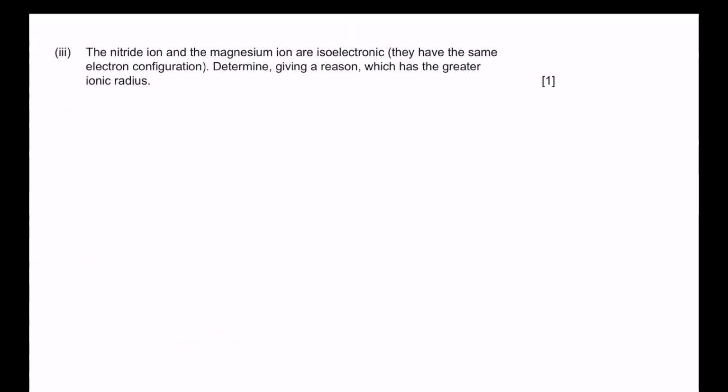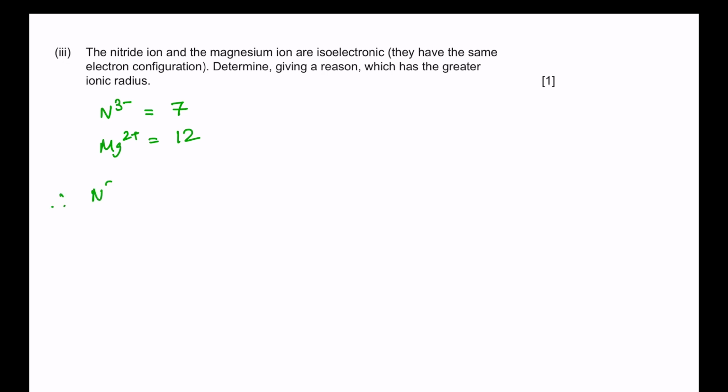Nitride ion and magnesium ion are isoelectronic. Determine, giving a reason, which has a greater ionic radius. The number of protons in the nitride ion will be 7, because the atomic number of nitrogen is 7. For Mg2+, the atomic number is 12, so it will have 12 protons. Even though they are isoelectronic, there are more protons in Mg2+. As it has more protons, it has a greater nuclear charge, and in isoelectronic species, the species with a greater nuclear charge will have a smaller radius. So Mg2+ will have a smaller radius, and N3- will have a larger radius.